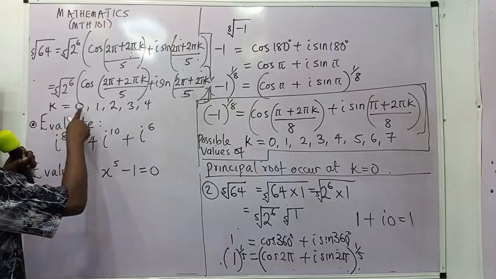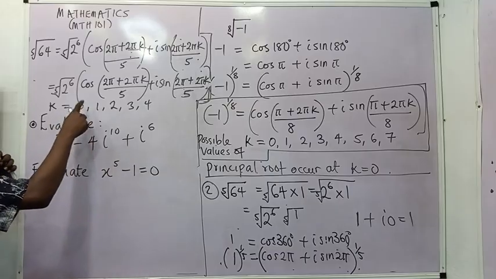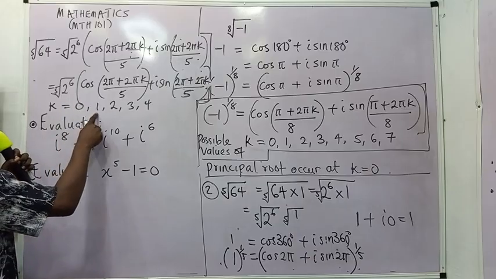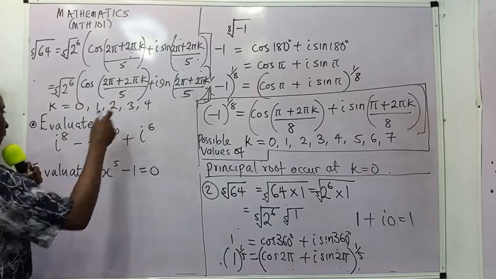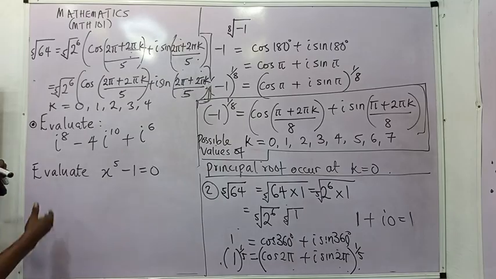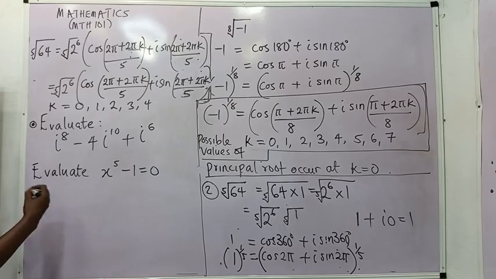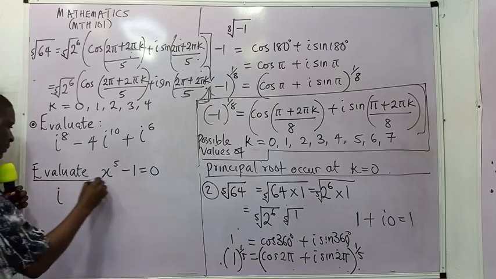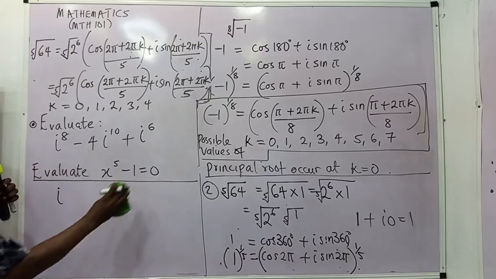K will take possible values of 0, 1, 2, 3, 4. Now, let's take the next question, which is the third question. That one says i raised to power what? The third question. I'll write this one again.